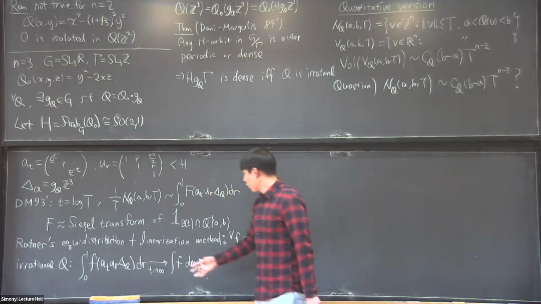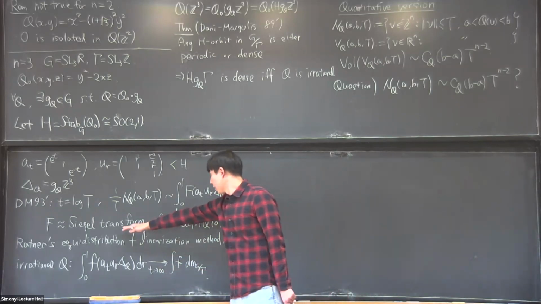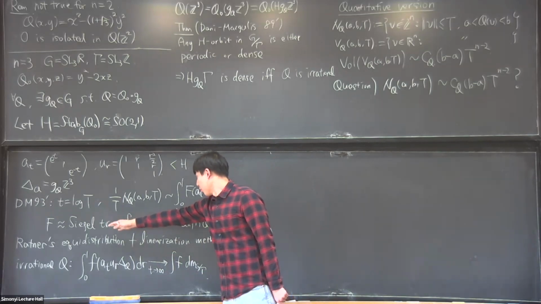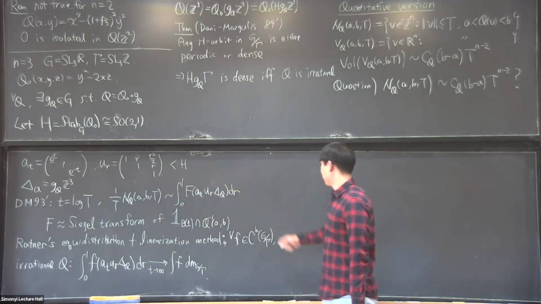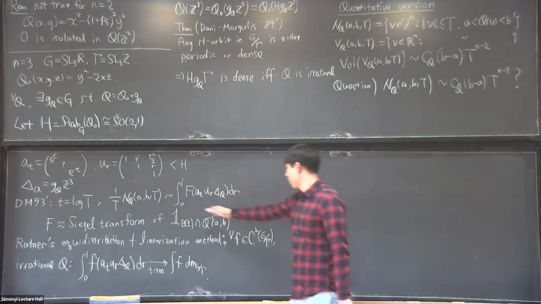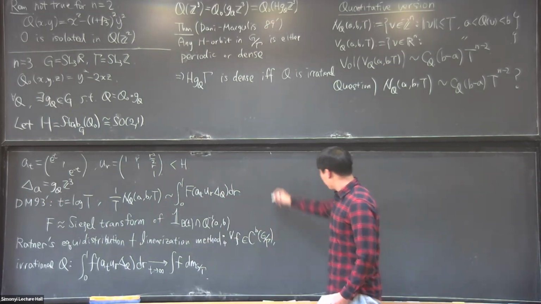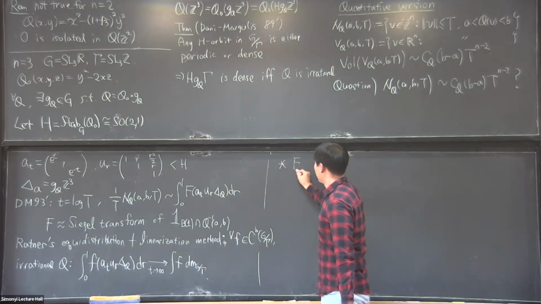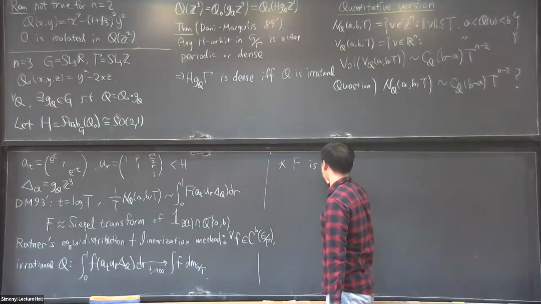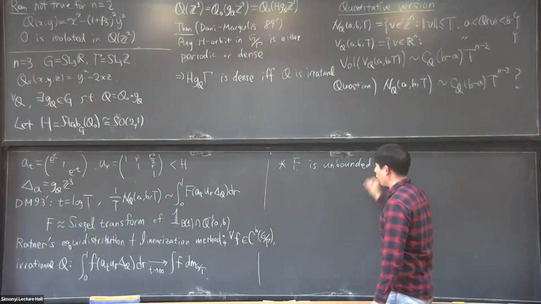So if we are able to apply this theorem for this Ziegler transform capital F, then we would be able to establish the quantitative Oppenheim conjecture. Unfortunately, this is not possible because the Ziegler transform capital F is unbounded.